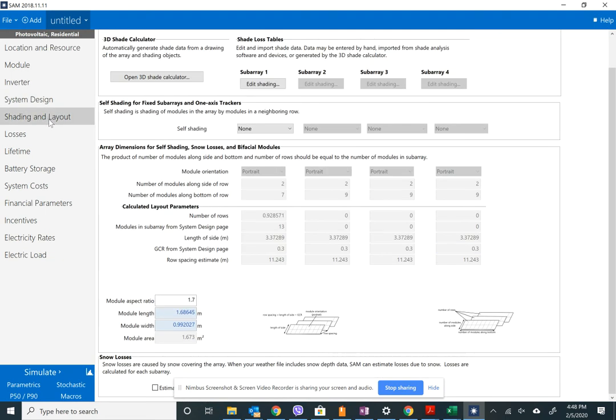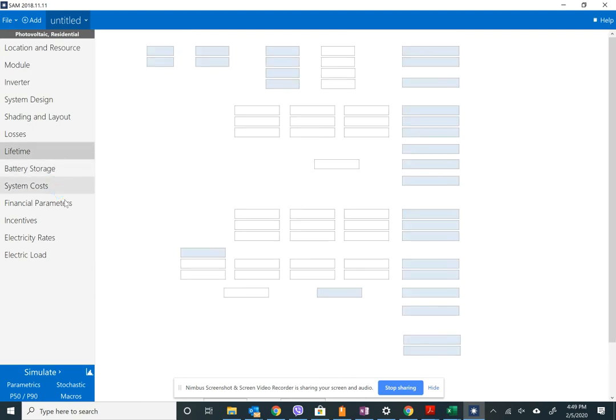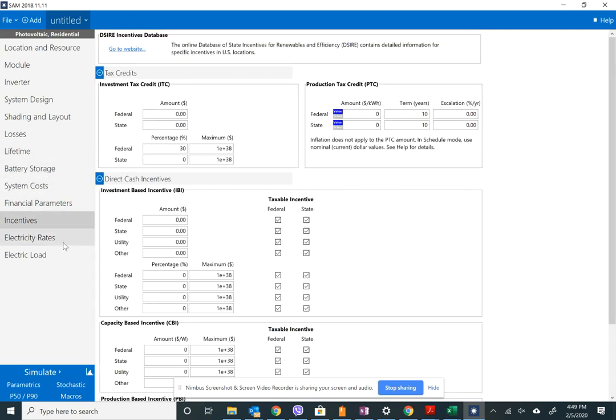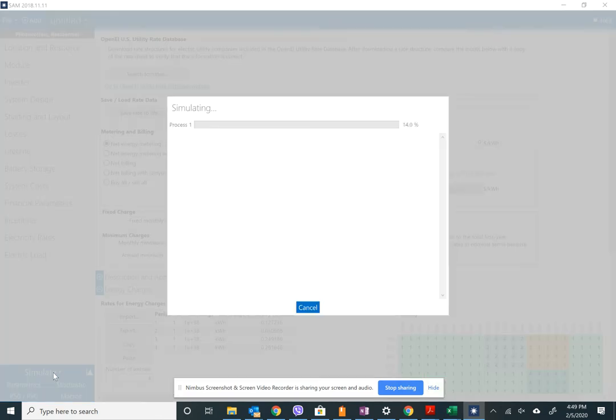Shading, we will tackle a different time. It said no shading, so we don't have to worry about it. Losses we'll deal with later. All this other stuff we will deal with later. It has to do with costs and whatnot. So if I go simulate, I go okay.